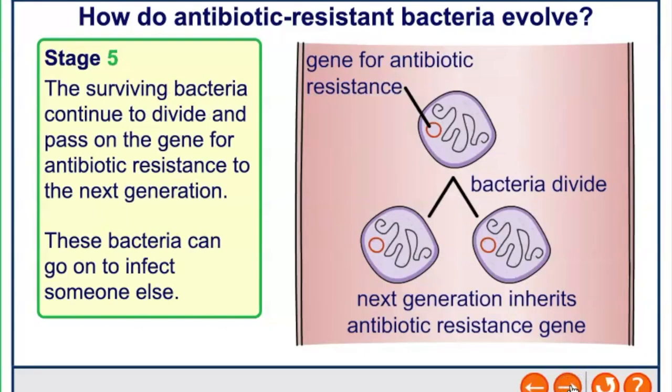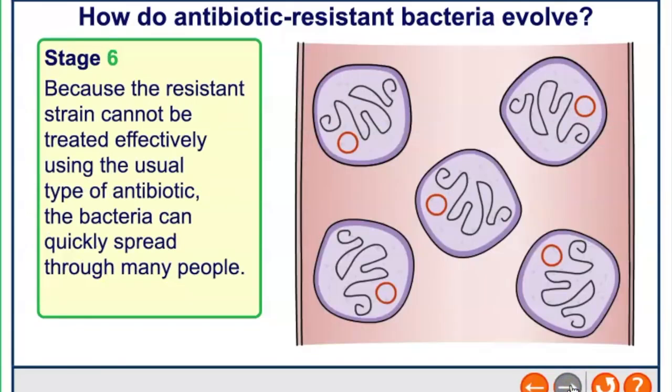Stage 5, the surviving bacteria continue to divide and pass on the gene for antibiotic resistance to the next generation. And because oftentimes there's a larger percentage of the population with the resistance, with a competitive advantage, the vast majority of the newly produced bacteria from reproduction exhibit that characteristic as well. These bacteria can then go on to infect someone else. So stage 6, because the resistant strain cannot be treated effectively using the usual type of antibiotics, the bacteria can quickly spread through many people.